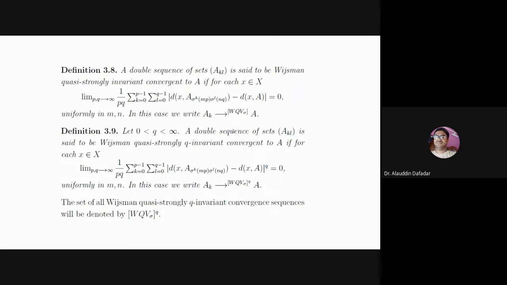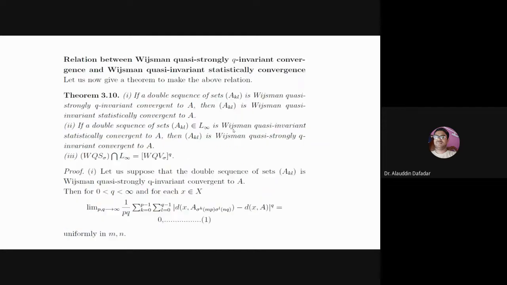Now our next definition: a double sequence of sets A_kl is said to be Wijsman quasi strongly invariant convergent to A if the limit of 1/(pq) times the double summation of d(x, A_{σ^k σ^l n(q)}) minus d(x, A) equals 0. And a sequence of sets A_kl is said to be Wijsman quasi strongly q-invariant convergent if the whole expression to the power q in the previous definition is equal to 0.